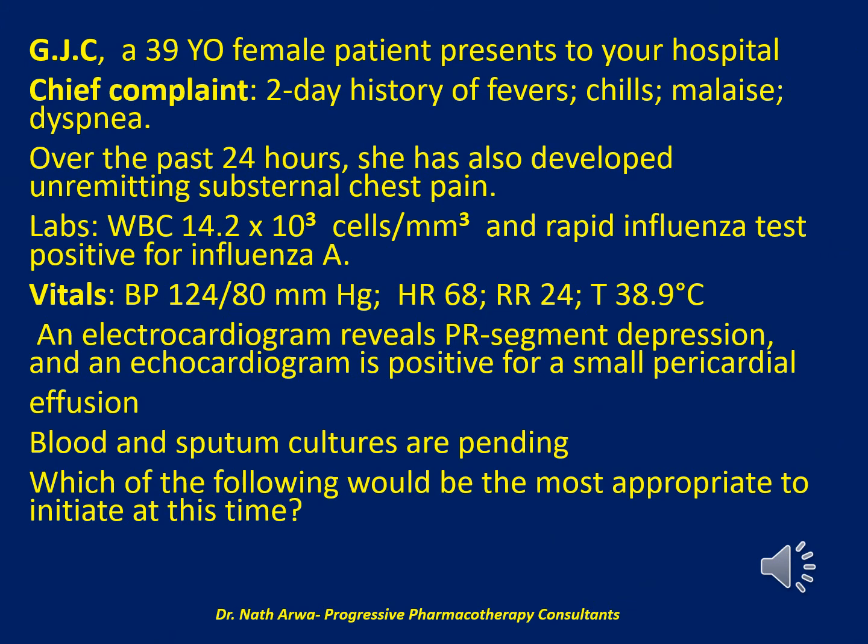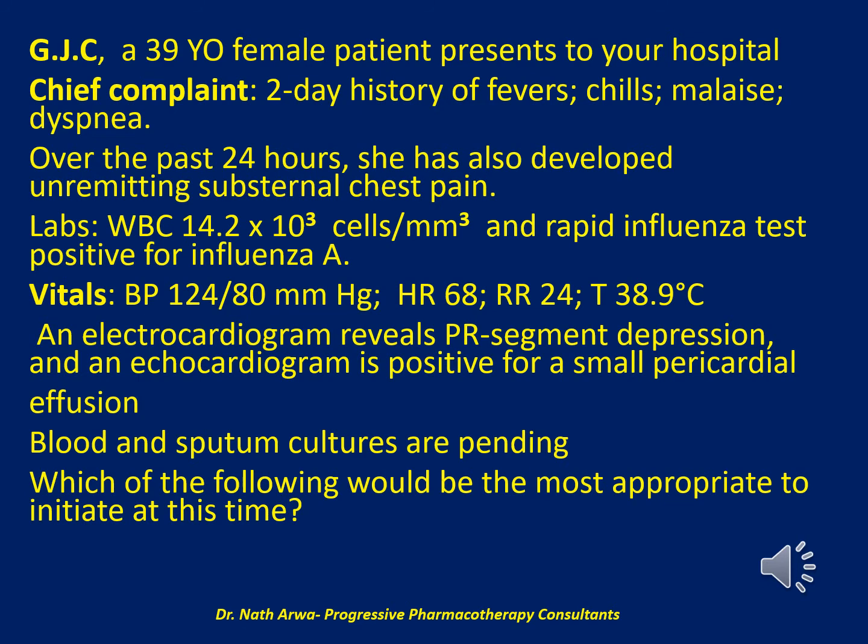And the next question reads, GJC, a 39-year-old female patient presents to your hospital with a chief complaint of a 2-day history of fevers, chills, malaise, and dyspnea. Over the past 24 hours, she has also developed unremitting substernal chest pain. Her pertinent labs include a WBC of 14.2 times 10 power 3 cells per millimeter cubed, and a rapid influenza test is positive for influenza A.